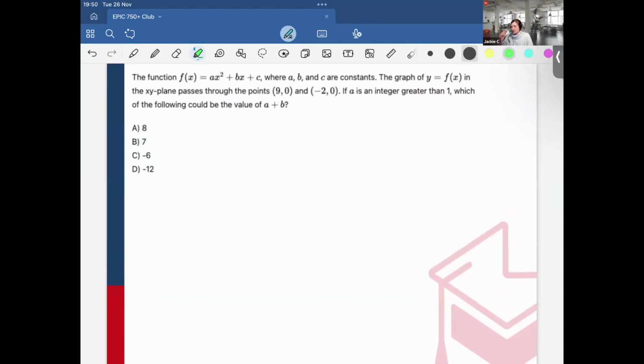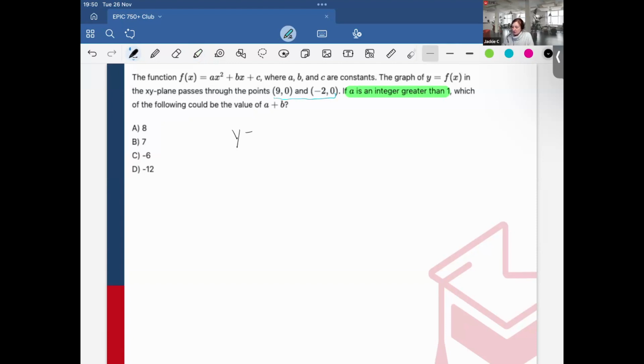Okay, so let's look at this one. So it says we have the function, it's quadratic, ax squared plus bx plus c, where a, b, and c are constants. The graph of f of x in the xy plane passes through the points 9, 0 and negative 2, 0. So it sounds to me like these are the x-intercepts. If a is an integer greater than 1, which of the following could be the value of a plus b?